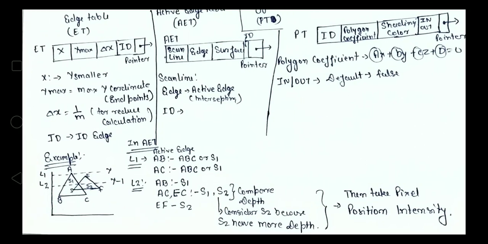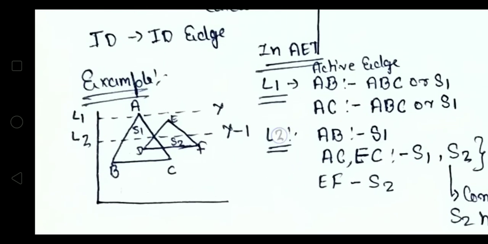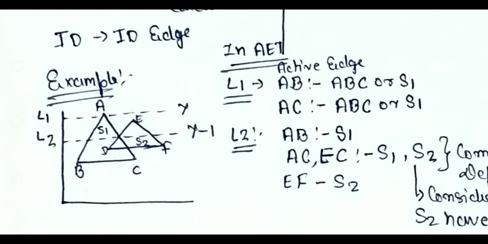Now we can understand by an example. In this example there are two polygons: ABC is one polygon, DEF is the second polygon. L1 is one scan line, L2 is the second scan line. L1 value will be y and L2 value will be y minus 1. Polygon ABC has surface S1 and DEF has surface S2. These scan lines L1 and L2 are intersecting both polygons.